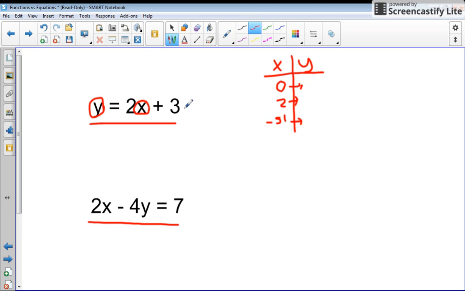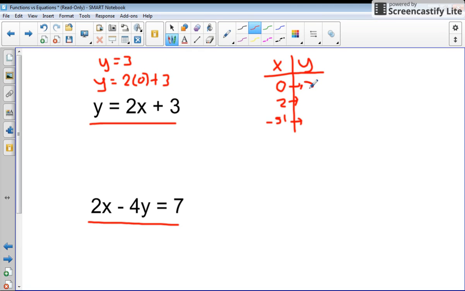But let's say we choose 0 for just a second. If I choose 0 for x, that means I'm going to substitute or replace x with 0 in my equation. And when I do that, all I have to do is simplify. 2 times 0 is 0. 0 plus 3 is 3. So if I put in 0 for x, I find that y is 3.